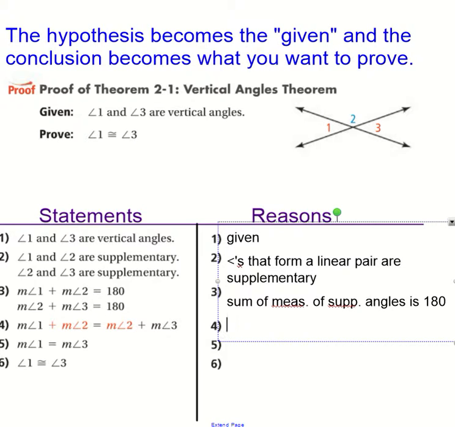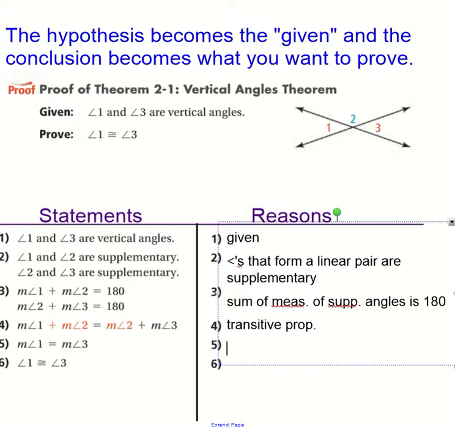It says the measure of angle 1 plus the measure of angle 2 equals the measure of angle 2 plus the measure of angle 3. Well, we can say this because of the transitive property of equality. Up here we saw that the measure of angle 1 plus the measure of angle 2 is 180, and the measure of angle 2 plus the measure of angle 3 is 180, so we can substitute in the measure of angle 2 and the measure of angle 3 for this 180. So that's by the transitive property.